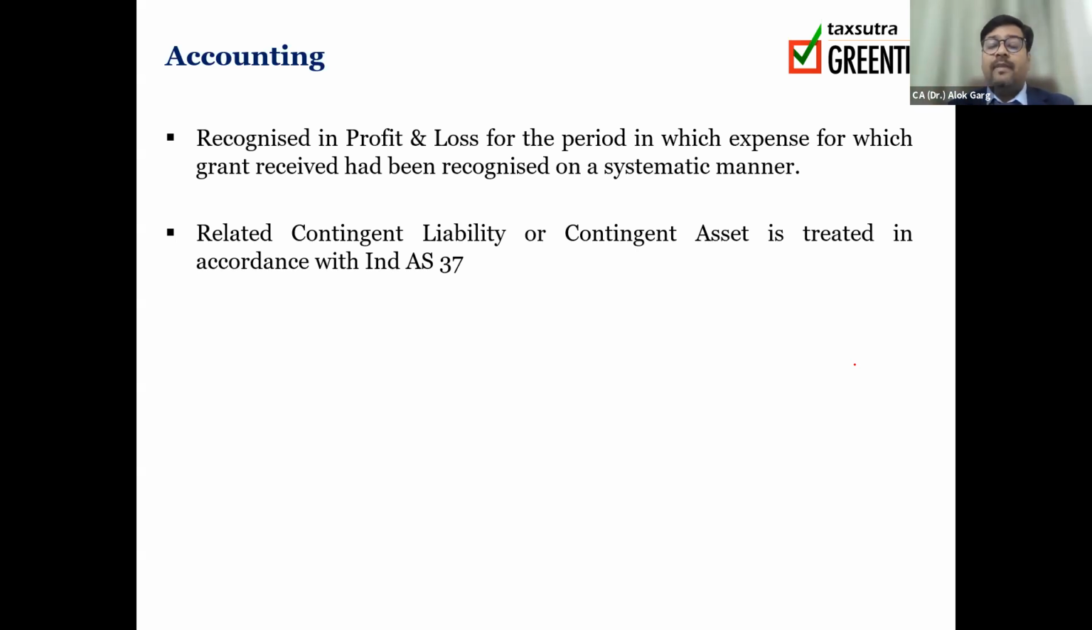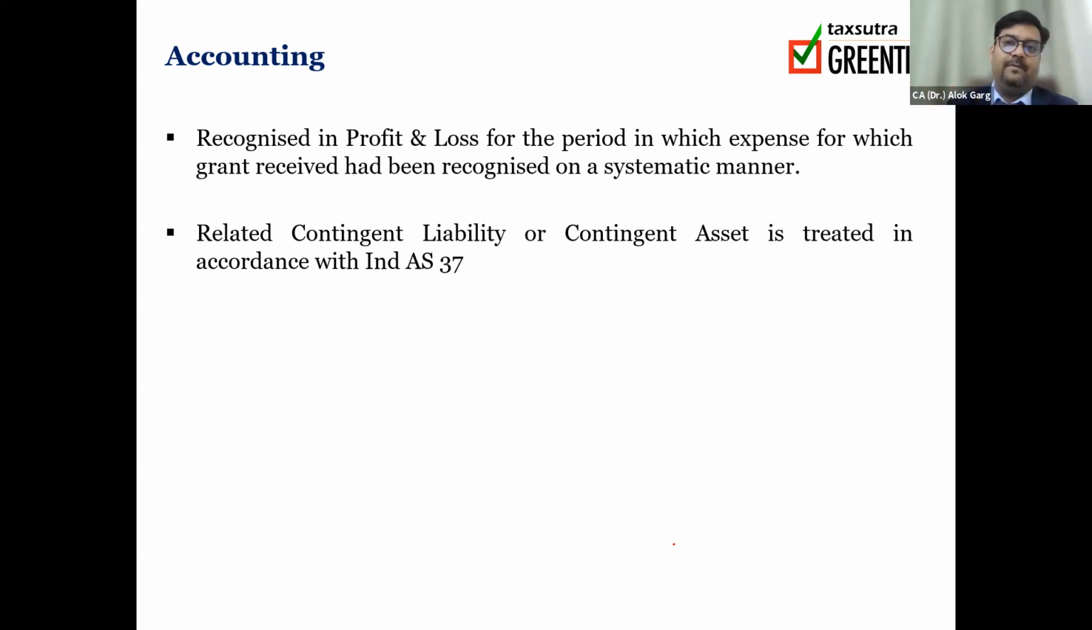So first of all, if the government grant is related to an asset, for example, a company has purchased a machinery and the government has given a grant related to the cost of the machinery, this grant has to be amortized in the P&L over the period when the depreciation on the machinery is recognized in the profit and loss account. So income on government grant has to be recognized in P&L in the same manner, or for the period in which the related expenses are recognized in the profit and loss account.